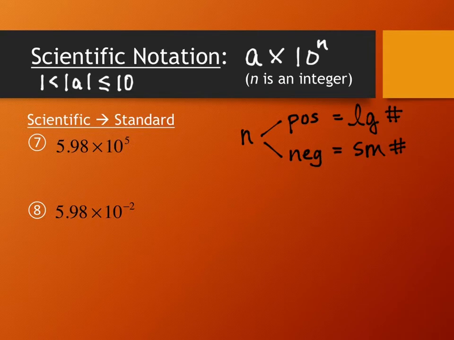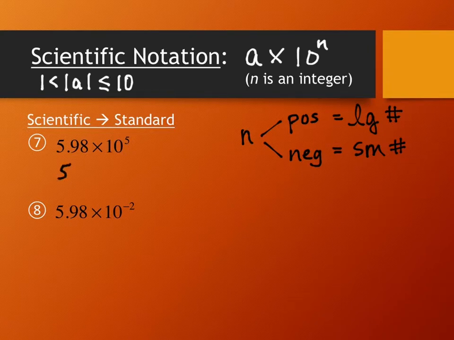Number 7 has the number 5.98 times 10 to the 5th, and we're trying to turn it into standard notation. Now, the exponent, is it positive or negative? Positive. So the exponent being positive means that the number is going to be large. And large simply means bigger than it currently looks. Right now, it looks like 5.98. So for it to be bigger, where would the decimal go? It would go to the right. So, and how many places to the right do you think? 5, because the exponent's a 5.